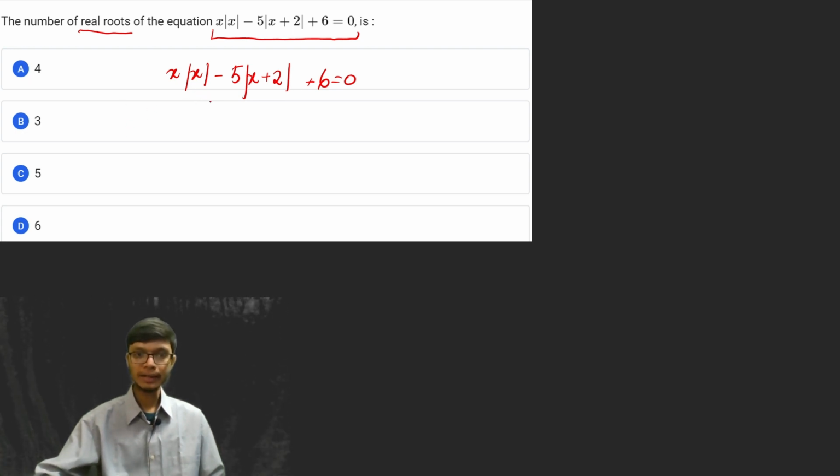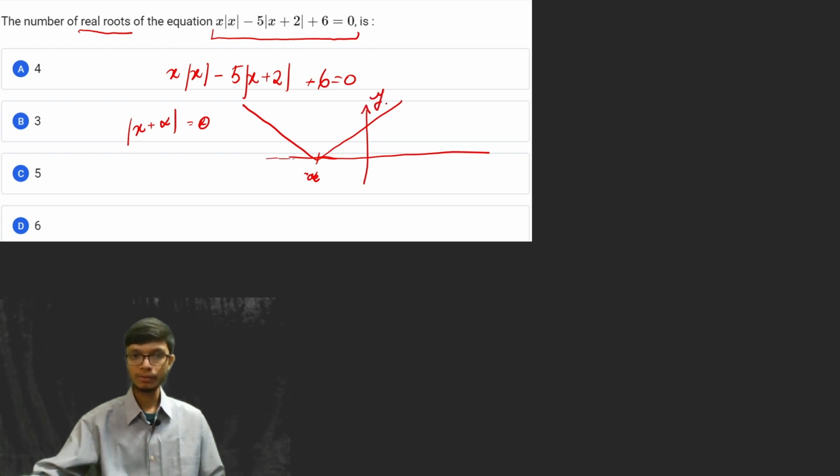What are the critical points for this mod function? We know that when mod of x plus alpha is equal to 0, we look at where it is equal to 0. For example, x plus alpha is equal to 0 gives x equal to minus alpha. If this is minus alpha, the graph will be something like this, with straight lines. This is the graph of the modulus function, with the y-axis and the x-axis.